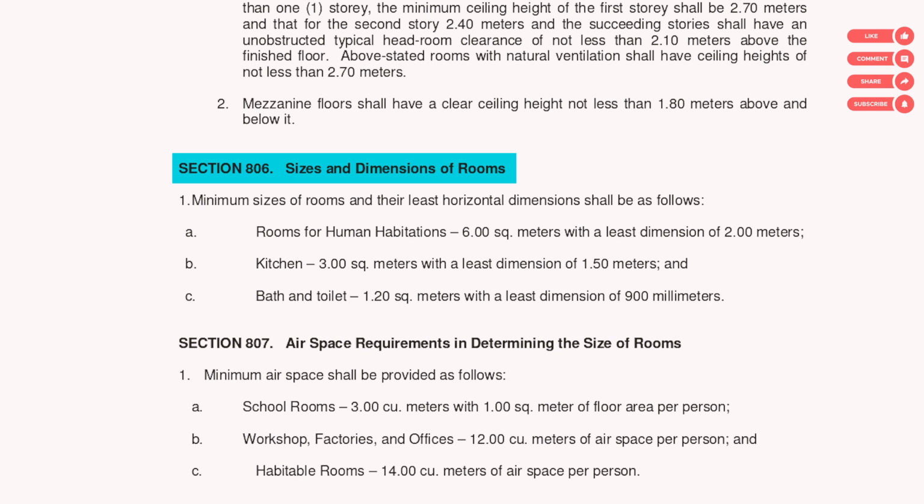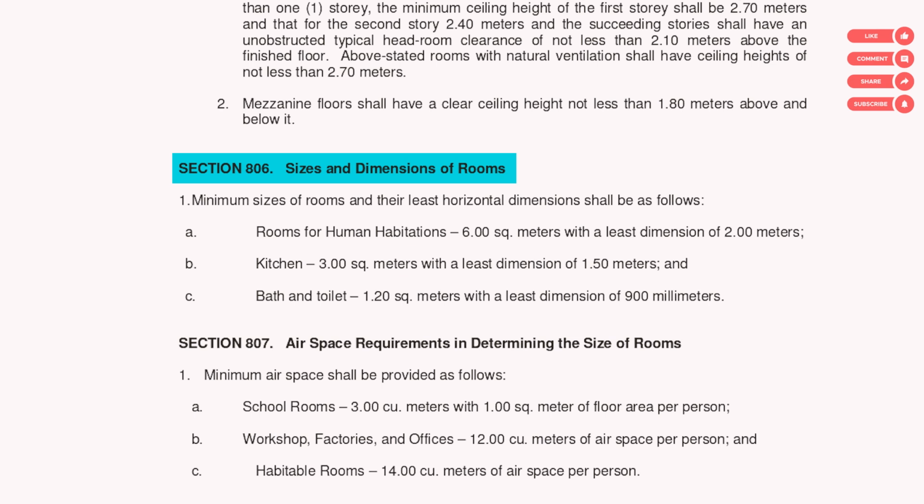A minimum room size. The building code identifies three kinds of rooms na may minimum size requirement. Now, there are minimum sizes for three types of rooms. Ano yung tatlong rooms na yun? Na in-identify ng building code? Habitable room, kitchen, and toilet.